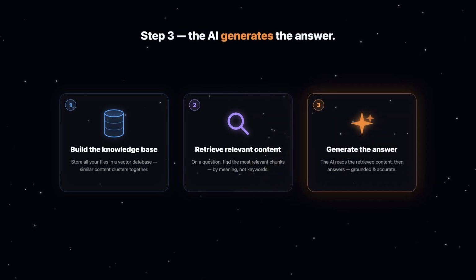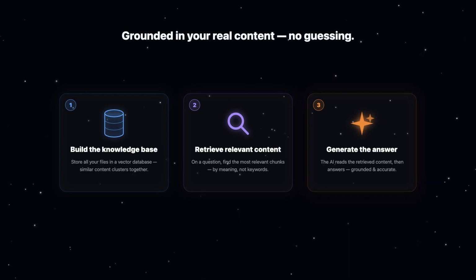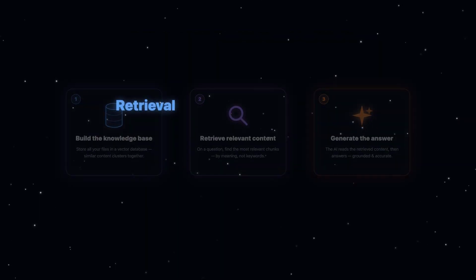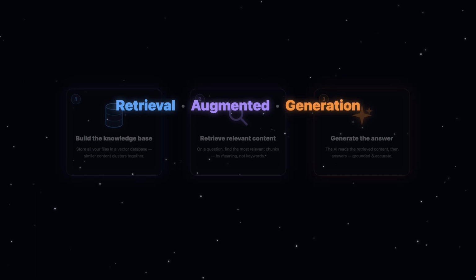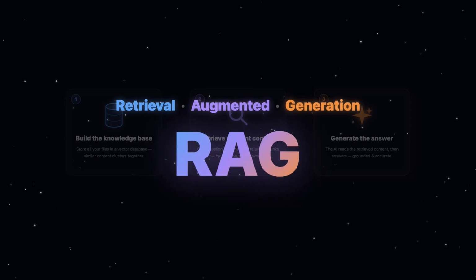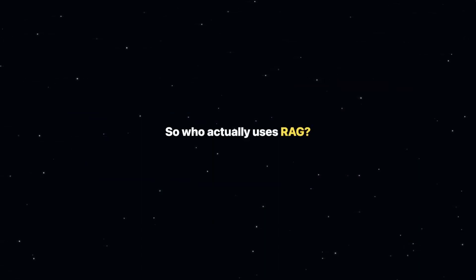Step 3, the AI generates an answer. This time, it's not guessing. It read the relevant content it just found and answers based on that. Grounded, accurate, from your real data. Retrieval-Augmented Generation, RAG.